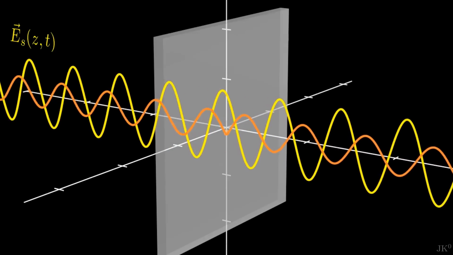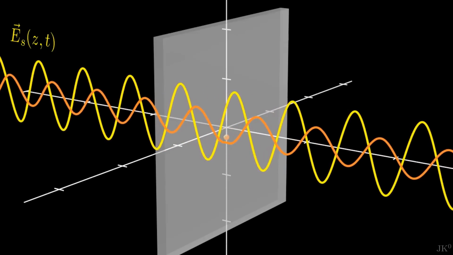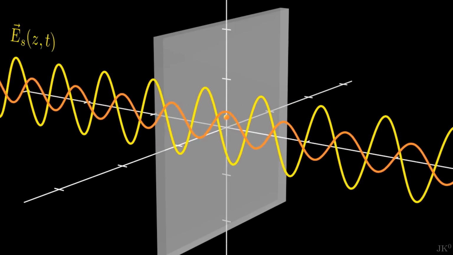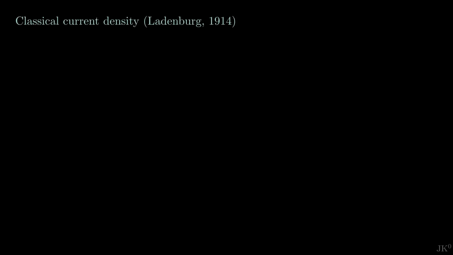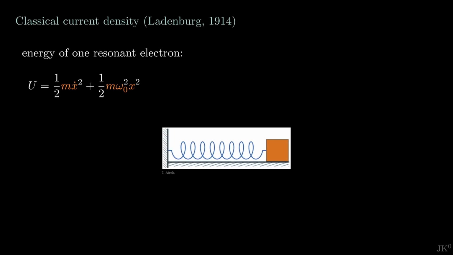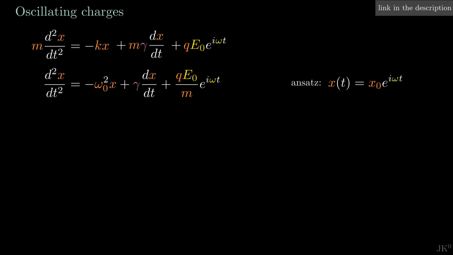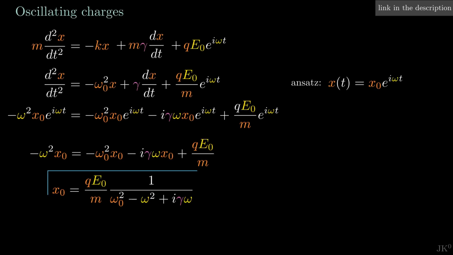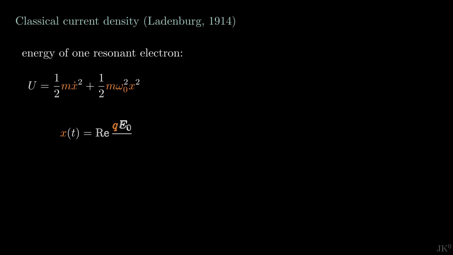The goal is to characterize the amount of energy emitted by the dispersion electrons per unit volume and time. This quantity is called a current density. The first step is to find the energy of a single, one-dimensional resonating electron, which is in general given by this expression. I am calling the energy U to avoid confusion with the electric field. From the previous video, you will remember that we solved the equation of motion of electrons in the material and found that their position is the real part of this long expression.